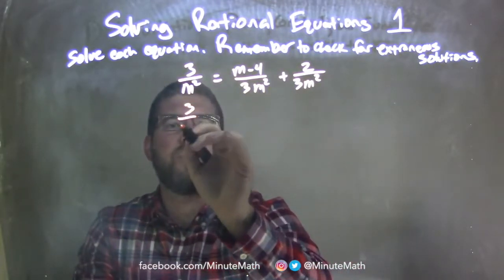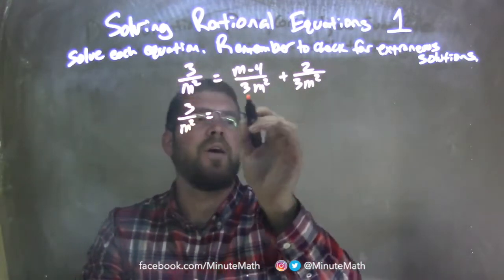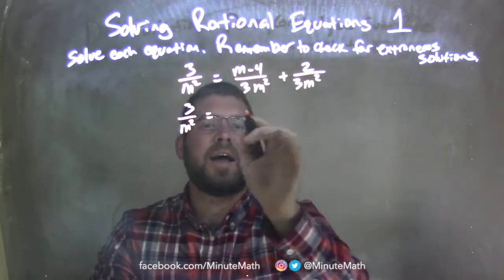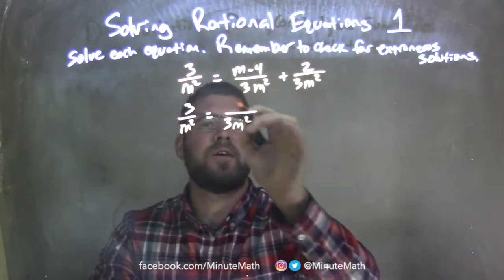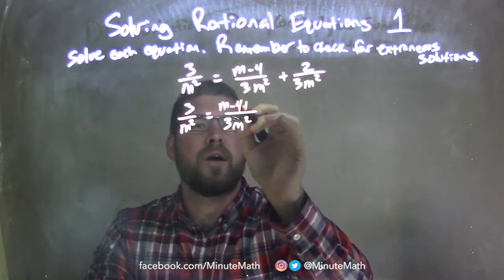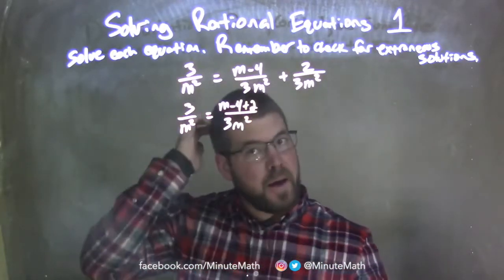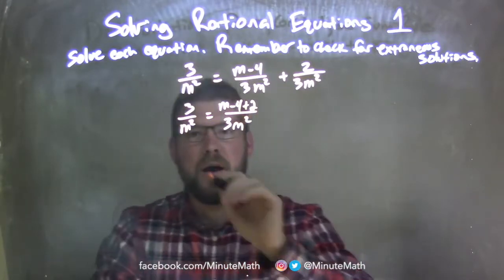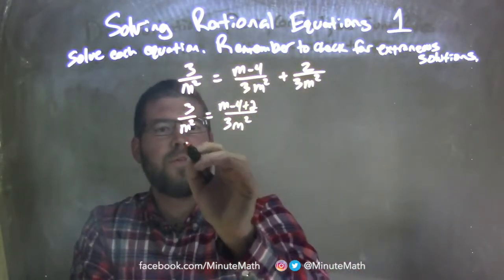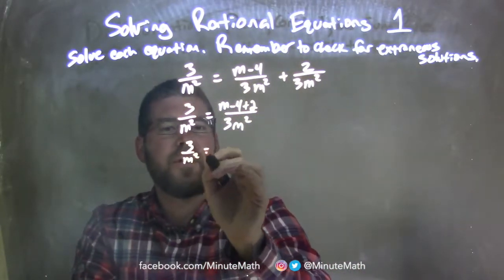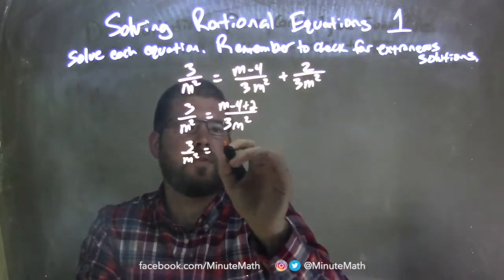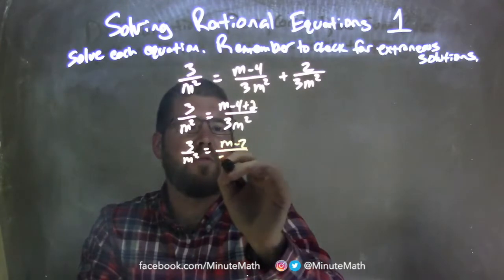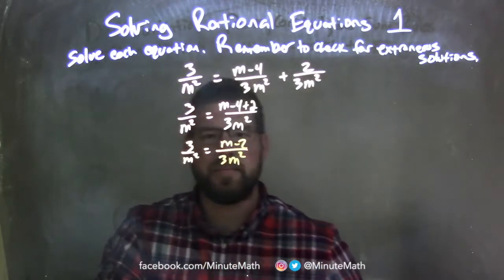So 3 over m squared is equal to, since they have the same base, I can add them together, keeping that same base, 3m squared. And the numerator is m minus 4 plus 2. Okay? Now we can simplify that. 3 over m squared here is equal to negative 4, or minus 4 plus 2 is minus 2. So m minus 2 over 3m squared here.